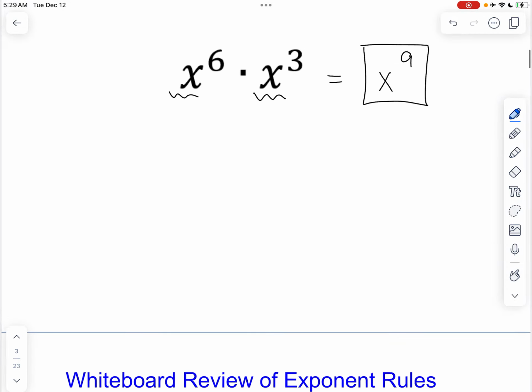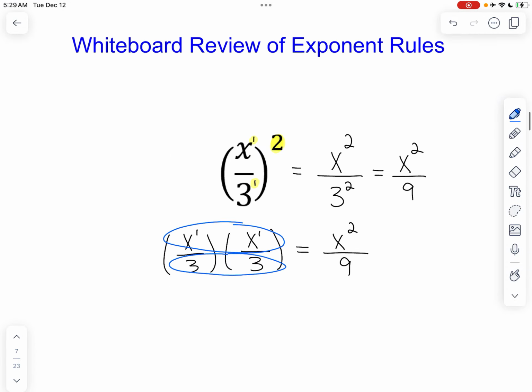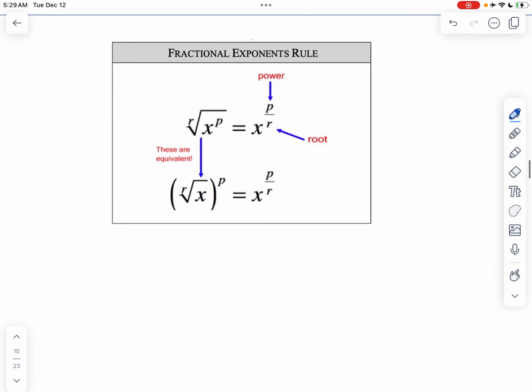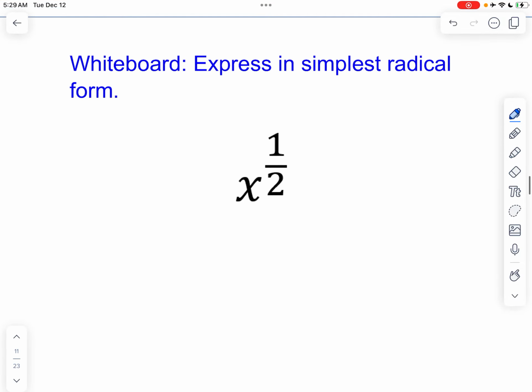Bear with me, I know this is long. Let's try a couple more with this property since it's new. This is also just something that's going to be in your packet, so you'll see that again tomorrow. Okay, we just did this one. If you weren't paying attention or you missed the one I just went over, this video is long, I apologize. Try this one. Just write it in simplest radical form.